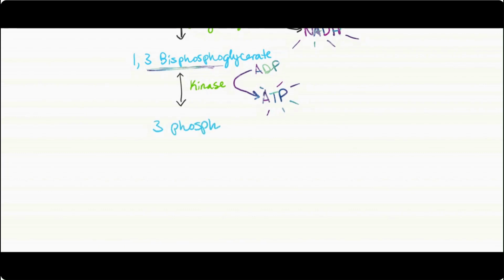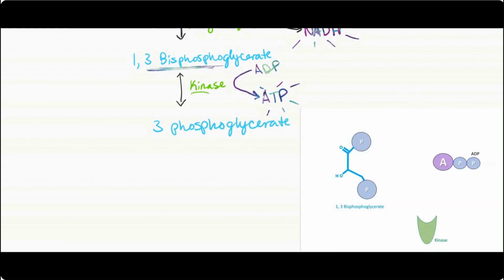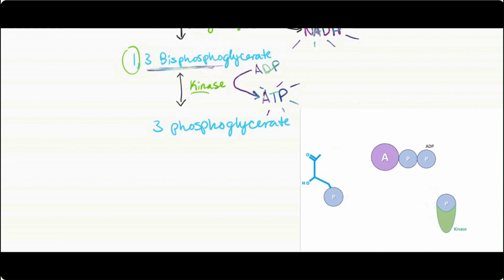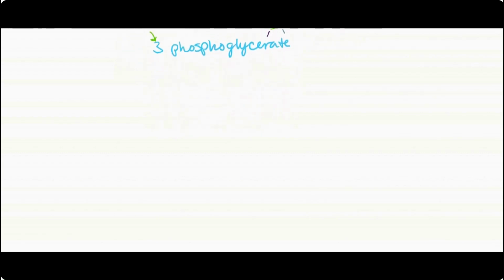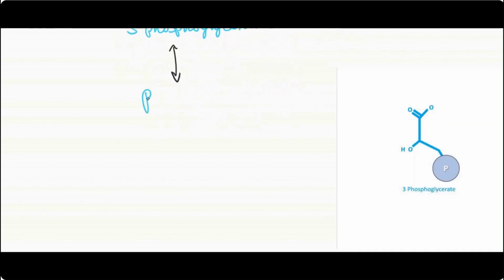If we want to break down where this name came from, basically the kinase here stole one of the phosphate groups on that first carbon there and then gave it to ADP, making that ATP, right? So now it's not a bisphosphoglycerate because bi refers to 2, it's just phosphoglycerate. And that phosphate group is on the third carbon of that molecule. Sound good? Okay. From here, 3-phosphoglycerate is then converted into PEP via an enzyme called mutase.